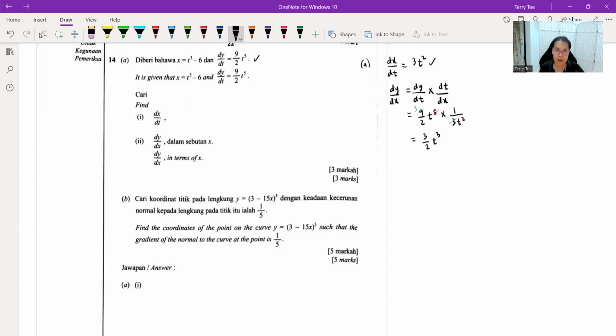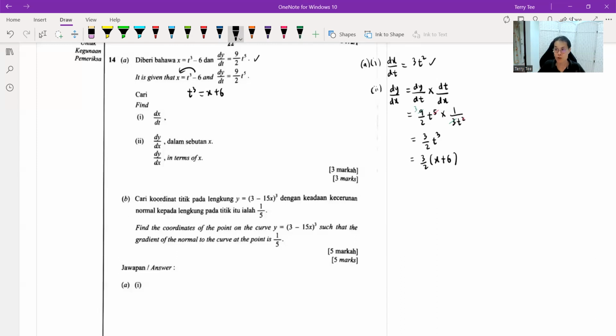All right. But here's the thing. I want to find dy/dx in terms of x. Yeah, this is Roman 1. This is Roman 2. To find dy/dx in terms of x, I need to get rid of t. Now look at this. Your t cubed, if I bring the minus 6 over, I got x plus 6. So I need to take this t cubed and substitute with x plus 6.